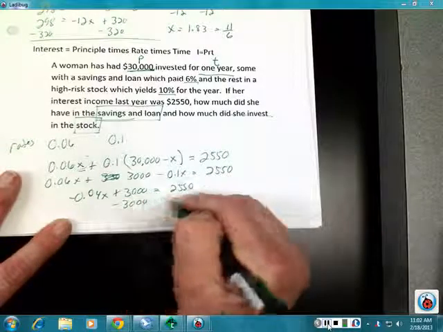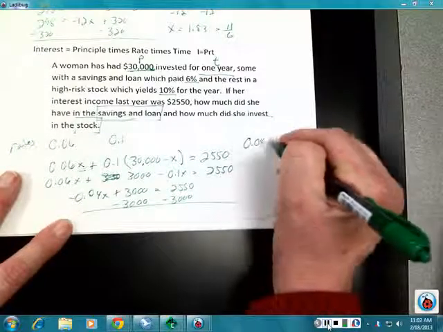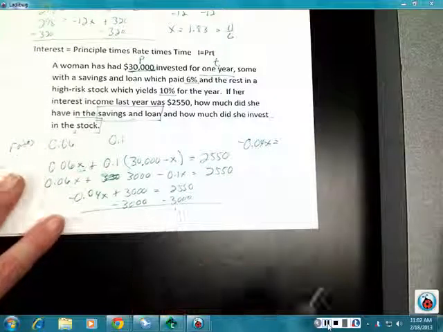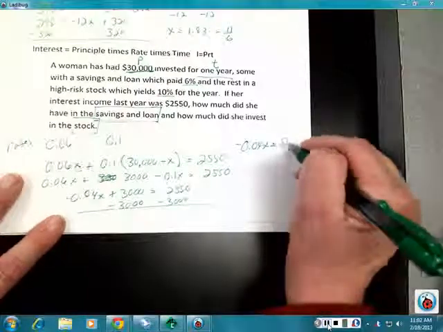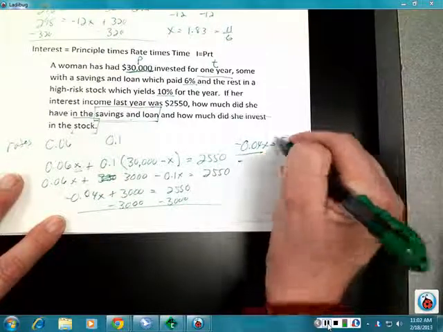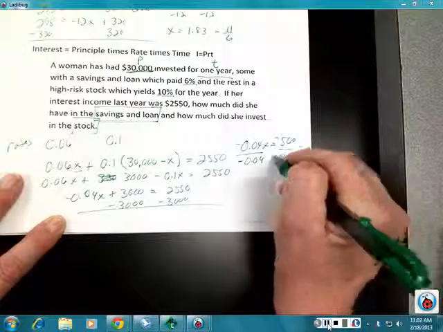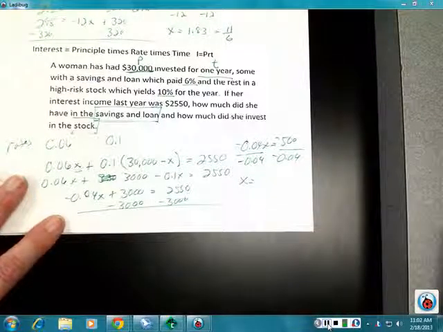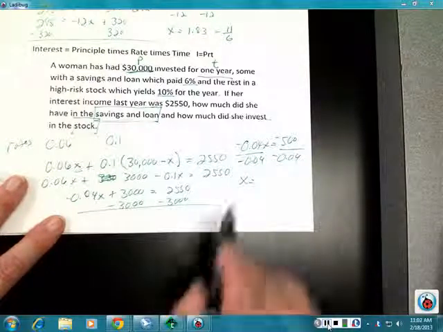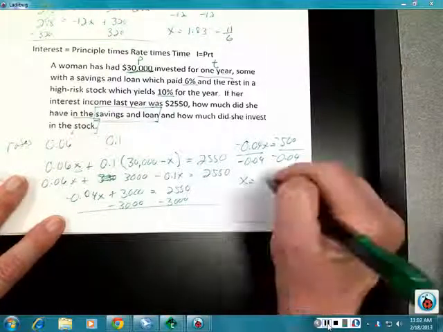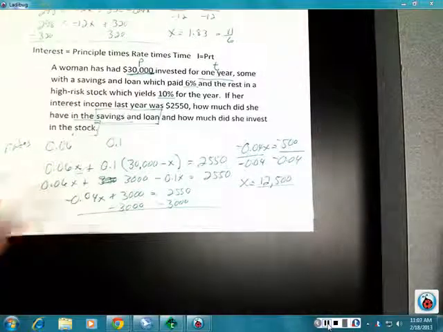Subtract 3,000 from both sides. That leaves me negative 0.04x is equal to 500 bucks. Divide by, and it's a negative 500, and divide that by 0.04. A negative divided by a negative cancels each other out. So I have $12,500 is invested.